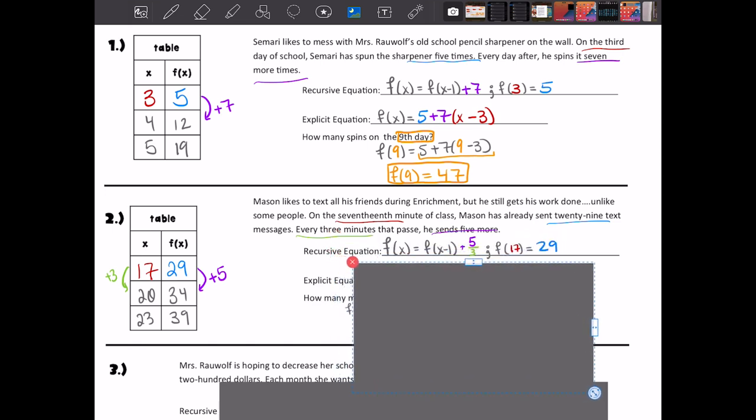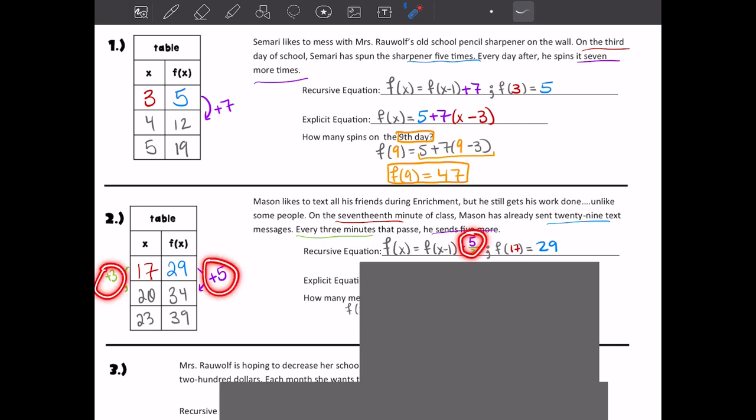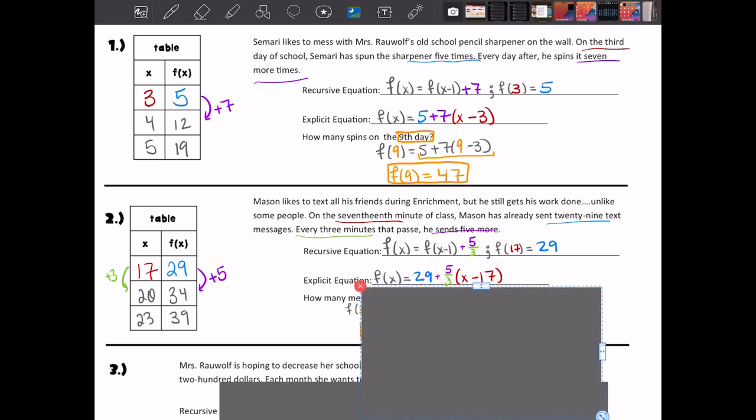So when we write a recursive, we're going to have f of x equals f of x minus 1 plus 5 over 3 given f of 17 equals 29. So again, that fraction is because we added on both sides of the equation. So the numbers for your f of x go on the top, which is purple, and then the green is the x side, so that goes on the bottom. So our explicit equation is going to go f of x equals 29 plus 5 over 3 times the quantity x minus 17, because again, we want to do the opposite of our start number next to our variable in the explicit.